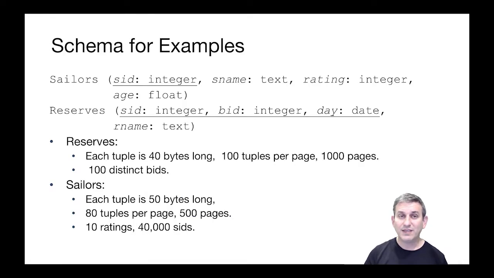In our examples today, we're going to have our familiar schema of sailors and reservations for boats. The reserves table has tuples that are 40 bytes long. We have 100 tuples per page, 1,000 pages, and 100 distinct boat IDs. For the sailors table, each tuple is 50 bytes long. We have 80 tuples per page, 500 pages full of tuples. We have 10 distinct values for ratings, and 40,000 distinct sailor IDs, one for each row.